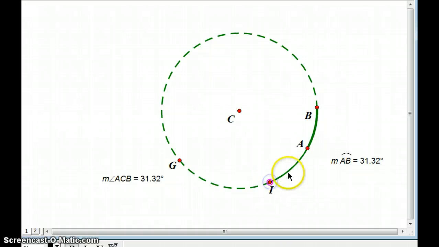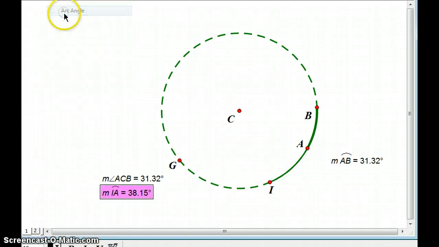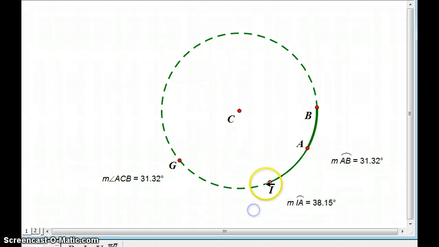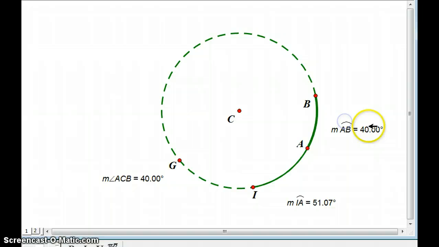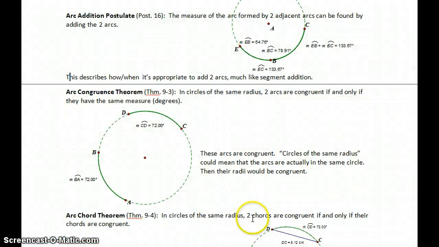Anyway, I made a new one here, arc IA, and you see when I select that one now, it's just selecting that part there. If I go to measure that arc, notice it's going to be like 38 degrees, and that's just going to change I to A. This is B to A, and guess what? Exactly 40. If I really wanted to know from I to B, I could just add that one plus this one, and I would get exactly 91.07, and that's appropriate to do. If A moves around, that's not going to change the total. It's exactly like segments, so I don't think that's any big surprise.